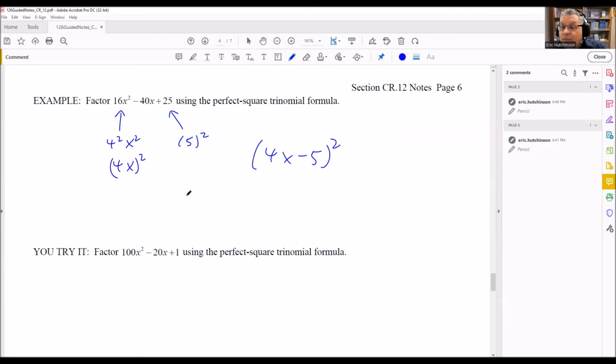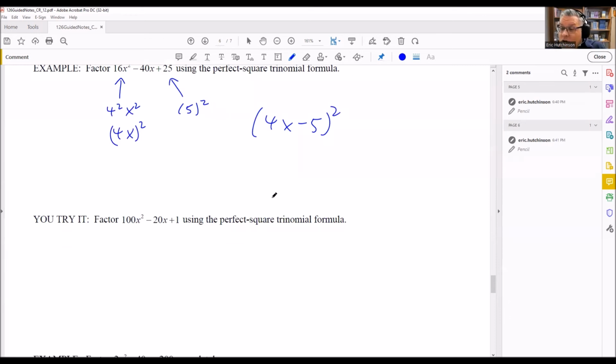Let's do one more. So this one next, we have 100. So we're going to write this as 10 squared x squared, or 10x quantity squared. Now the 1 can be written just as 1 squared, and that's it. The middle sign is a negative. So this is going to be very similar to the last problem that we did. If you've got a minus 2ab, which we do here, because 1 times 10x would be 10x, but then times 2 would give you 20x, which is what we have here. Then it's going to automatically go into a minus b quantity squared.